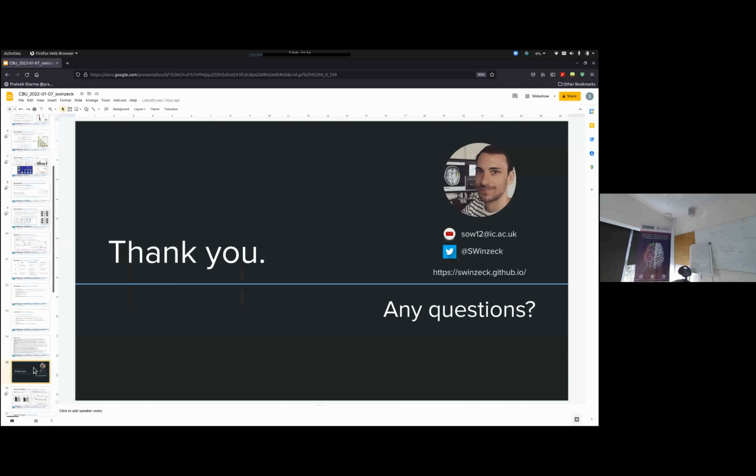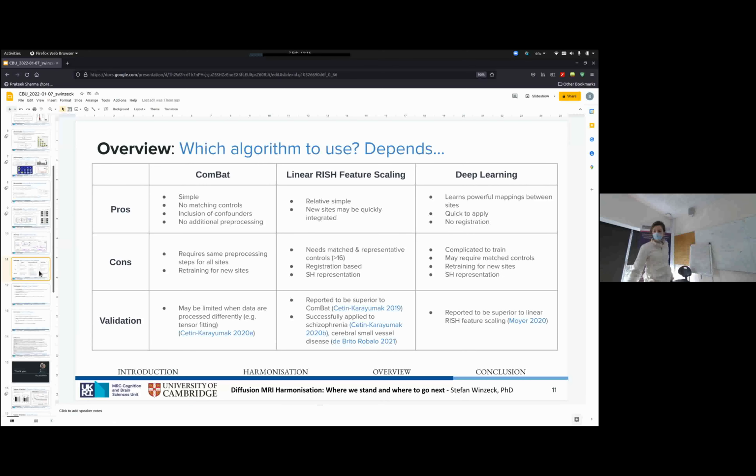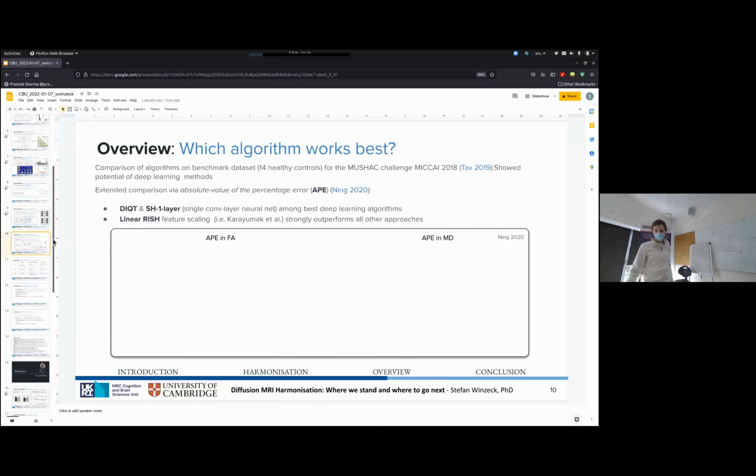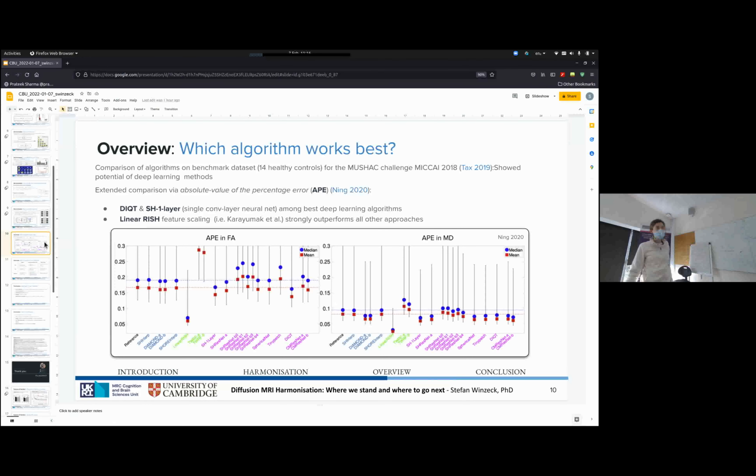Thank you very much. In your overview table, you cited a paper by Moyer that said that deep learning outperformed RISH. But in your own results, I thought you showed that RISH did better than deep learning. Could you go back to your results table where you had some measure of... Can you see that? I think there's still a delay. Yes, sorry. I'm looking at, yes, I can. Yeah, okay. So I can see it now.